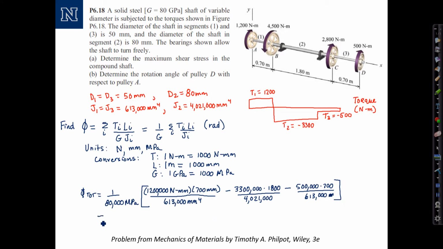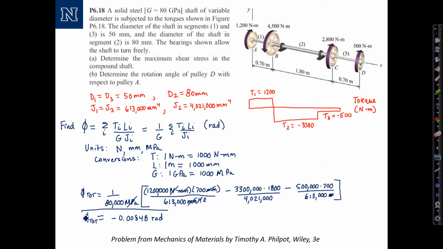Okay, computing this, the number would be negative 0.00848, and let's check the units using the first term. The millimeters squared on the top cancels with millimeters squared on the bottom, and then we're left with newtons per millimeter squared, which is a megapascal, which cancels with this megapascal over here. So we are left with unitless or radians as expected. So this is our answer.